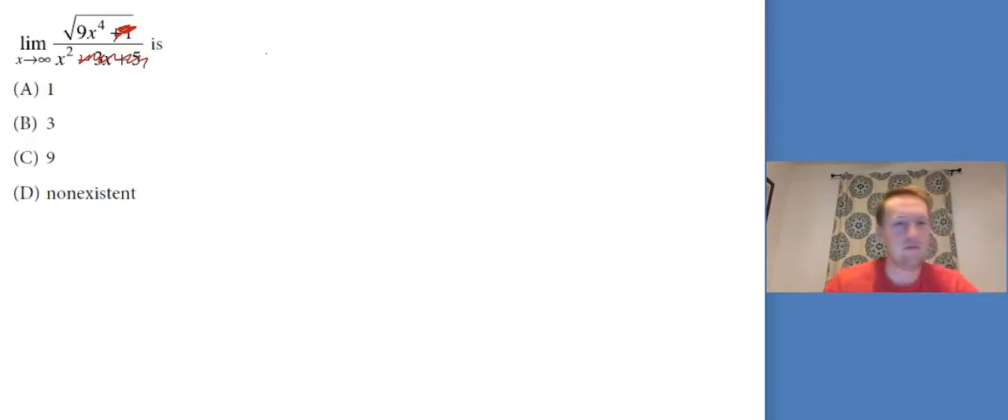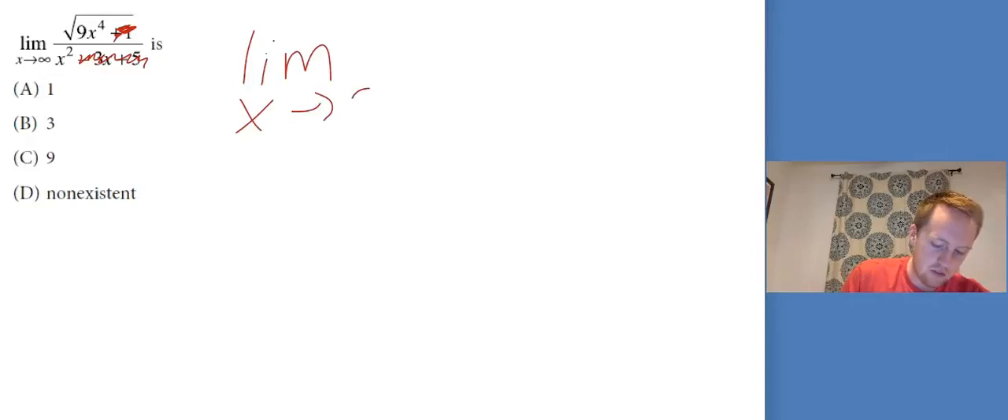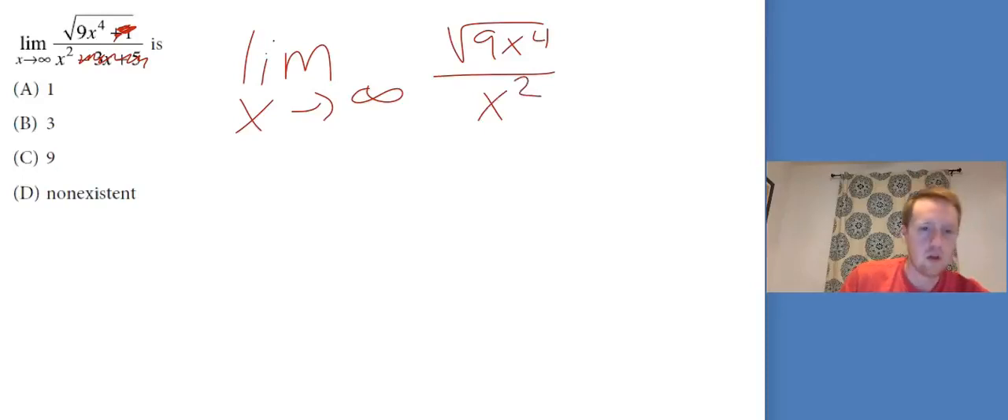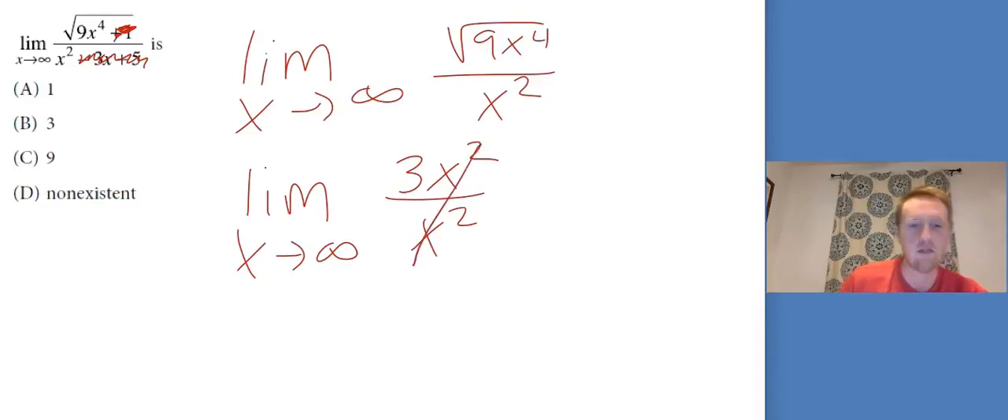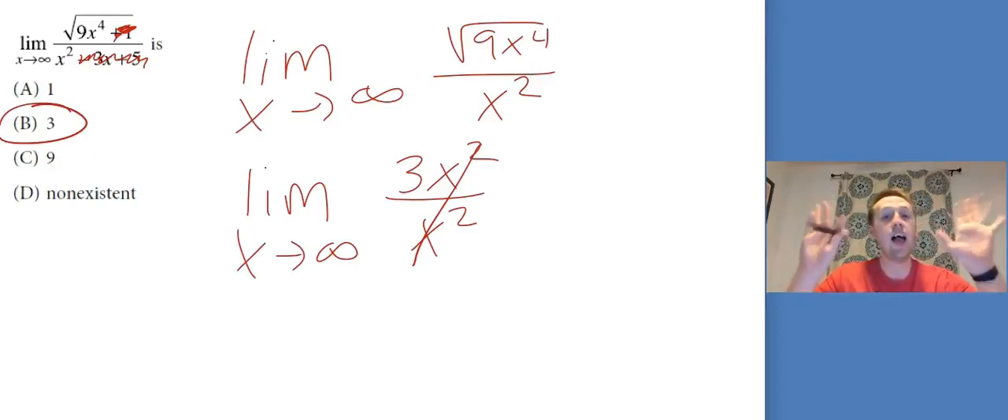Probably not. So essentially what we're left with then is the limit as x goes to infinity for square root of 9x to the 4th over x squared. Well, that can simplify. That's the limit as x goes to infinity for 3x squared over x squared. Oh, well, look at that. It's 3. Ta-da!